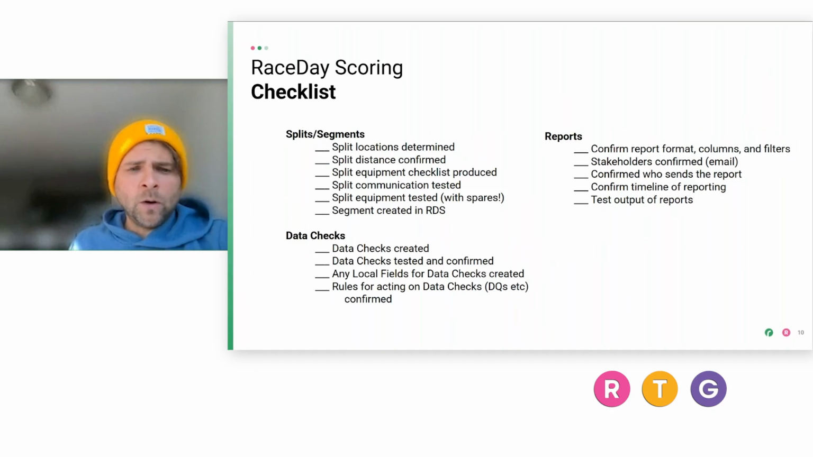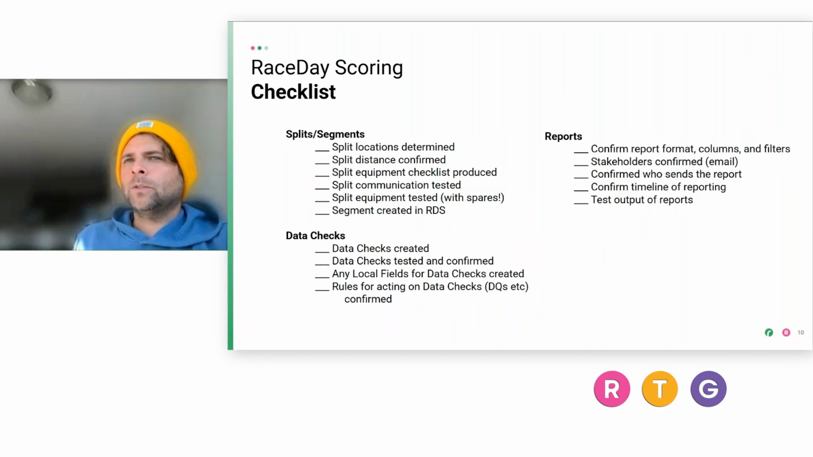As far as data checks go, making sure they're created. It's always good to test your data checks ahead of time and make sure that they're pulling in participants who meet the parameters you're looking for. Make sure that if you have local fields that you're trying to fill in for the data check, those are created ahead of time and that you're not scrambling to create them on site. And that rules for acting on data checks, whether that's disqualifying people who miss a certain split or not, are confirmed with organizers. It's always good to confirm those ahead of time and again on race day.